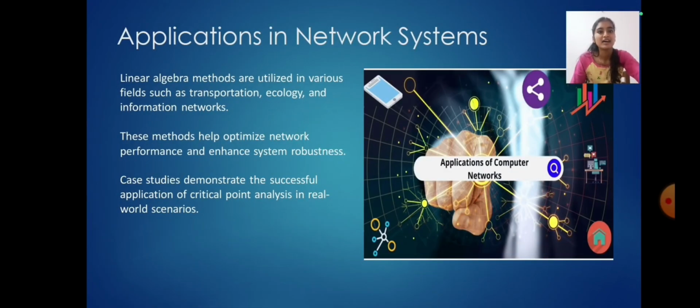Applications in network system. Linear algebra methods are utilized in various fields such as transportation, ecology, and information networks. These methods help optimize network performance and enhance system robustness. Case studies demonstrate the successful application of critical points analysis in real scenarios. There are many applications of critical points such as transportation, communication, ecology, etc.